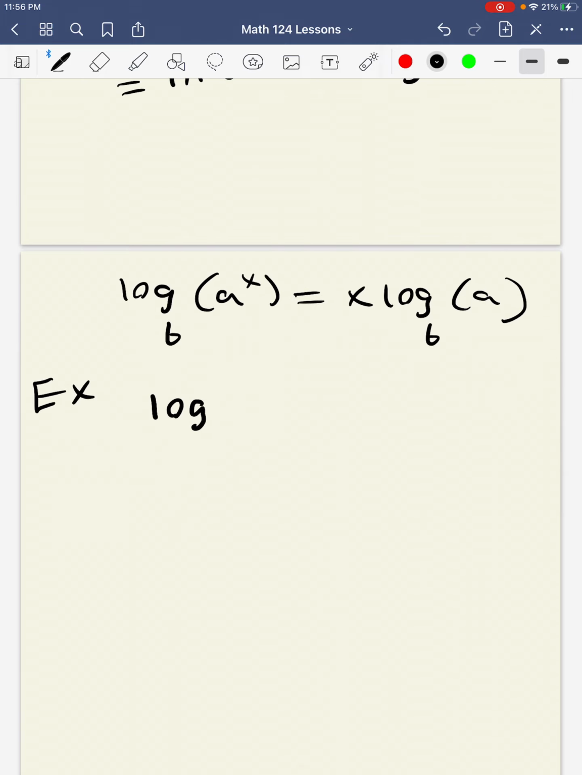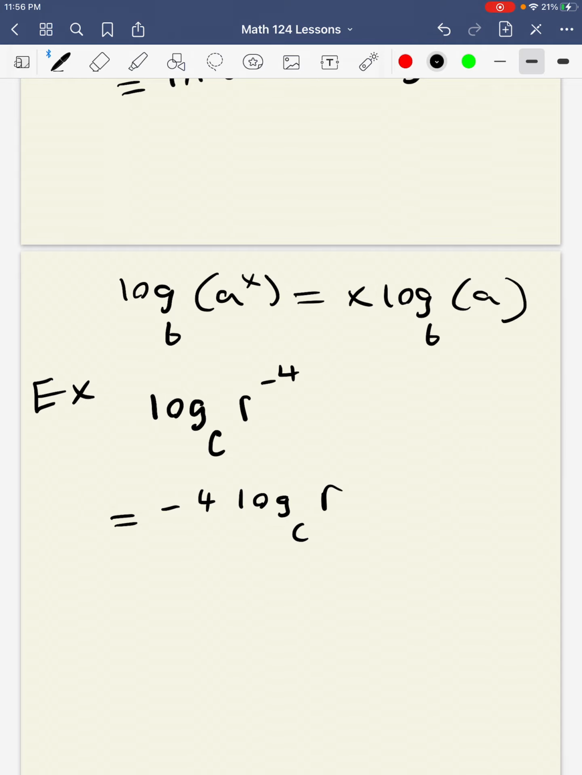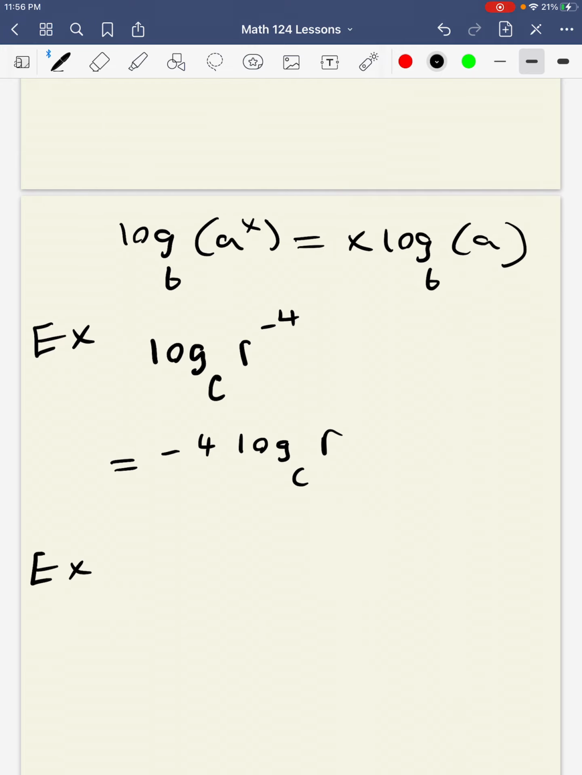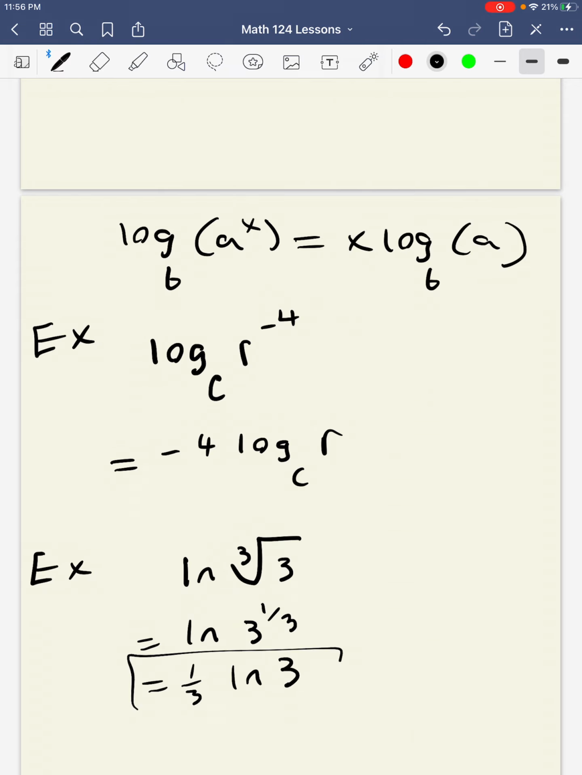So for example, we may need to simplify log base 10, or excuse me, log base c of r to the minus 4. Let's deal with that. Well, using the formula, we could do minus 4 times log c of r. Or say we want to simplify this other one, something I think we simplified last lecture. We could rewrite the cubed root as an exponent of 1/3. Now using the property, you bring the exponent down.